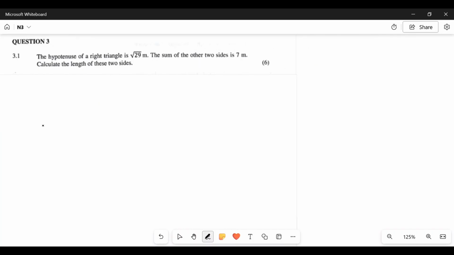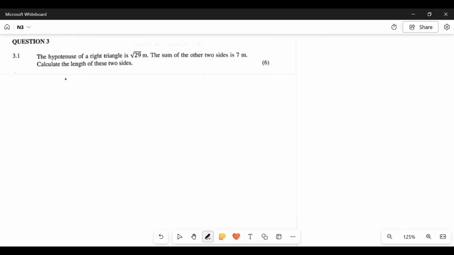All right, here is our 3.1, guys. So as you can see, we have the statement here. So how about we read the statement, analyze it and start solving the problem. Now the statement goes like this. The hypotenuse of a right triangle is root 29 meters. The sum of the other two sides is 7 meters. Calculate the length of these two sides.